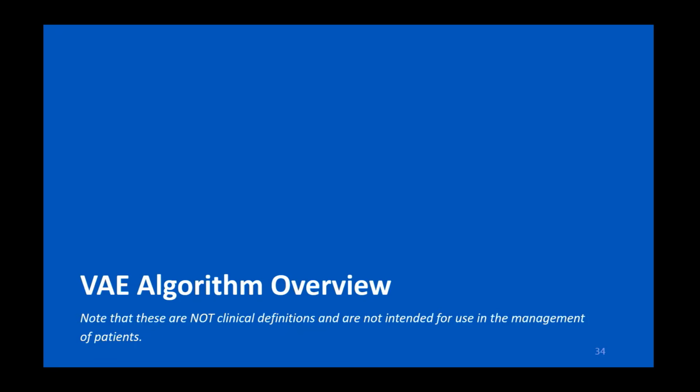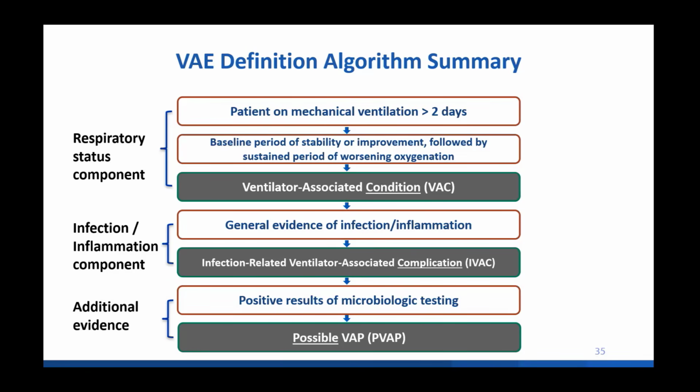So now we can begin our overview of the VAE algorithm, but please note that these are not clinical definitions and are not intended for use in the management of patients. The VAE algorithm is comprised of 3 tiers: ventilator-associated condition, or VAC, which is the respiratory status component; infection-related ventilator-associated complication, or IVAC, which is the infection or inflammation component; and possible ventilator-associated pneumonia, or PVAP, which is met when there is additional evidence of an infection of respiratory origin.